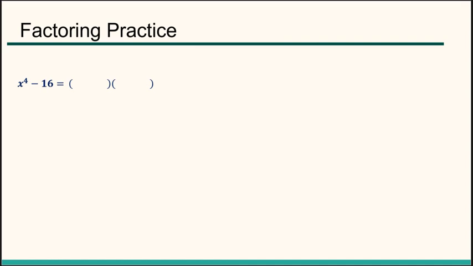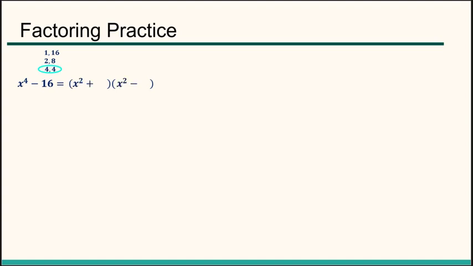All right, let's look at this one as just practice. I'm just going to look at a couple of really hard ones. So this is x to the 4th minus 16. Do the same thing you always do. Look at your factors of 16. 1 and 16, 2 and 8, 4 and 4. This is a difference of squares, so it's got to be that 4 and 4.